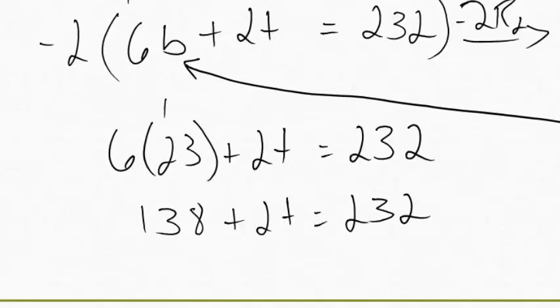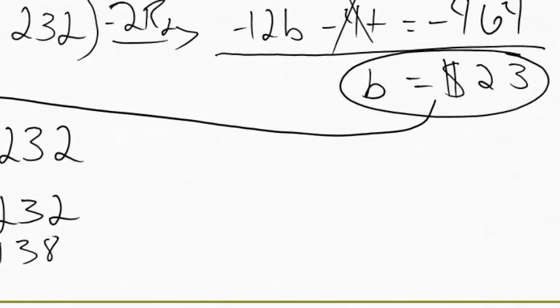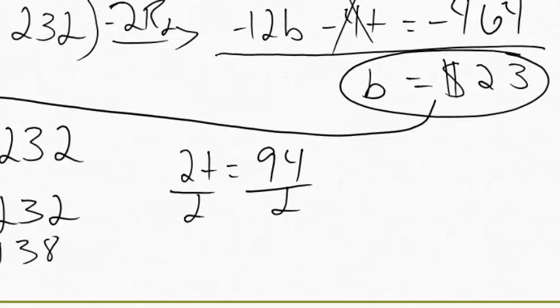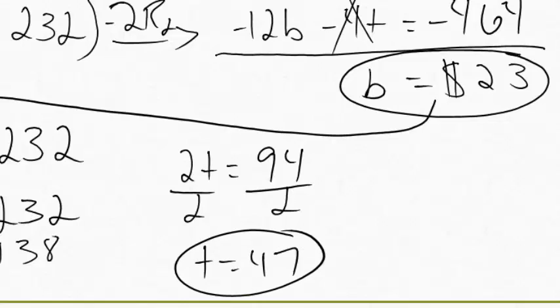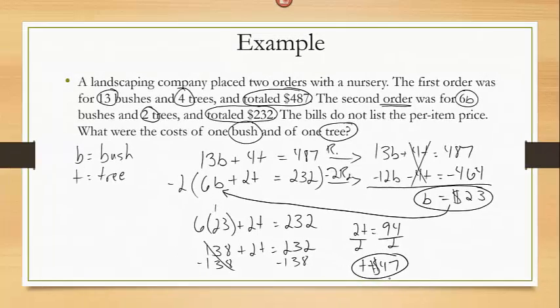Now let's go ahead and solve for T. In order to get 2T by itself, we need to subtract 138 from both sides. And that leaves us with 2T equals 94. Now we're going to want to divide by 2 to get T by itself. So 94 divided by 2, that is 47. So T equals $47. So a tree costs $47 and a bush costs $23.